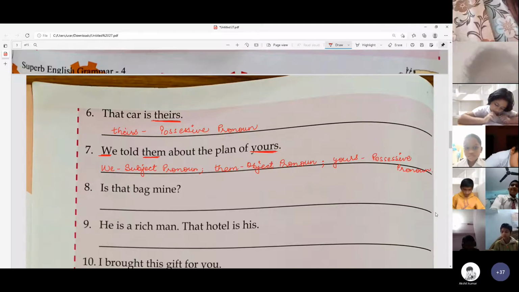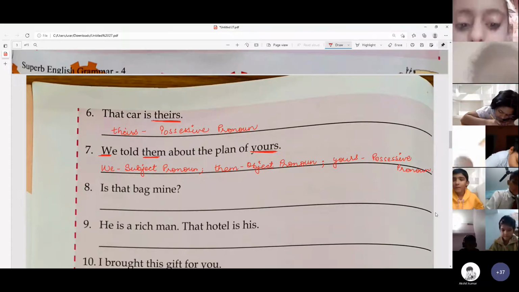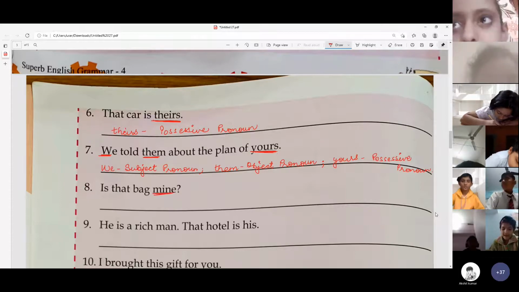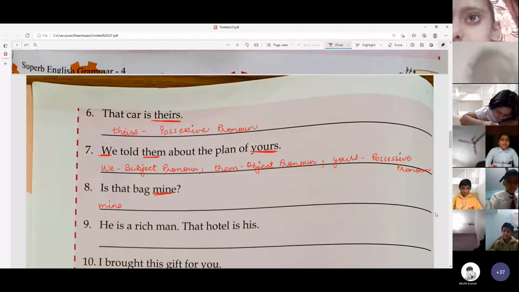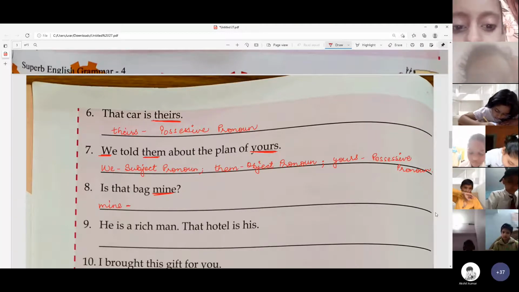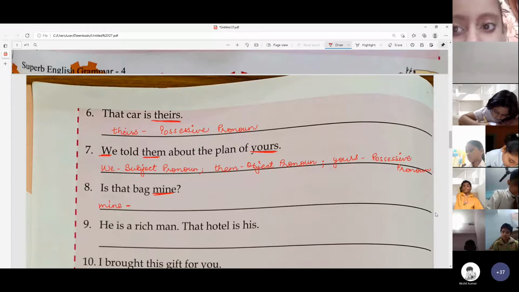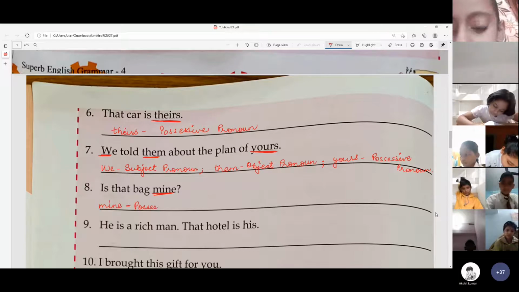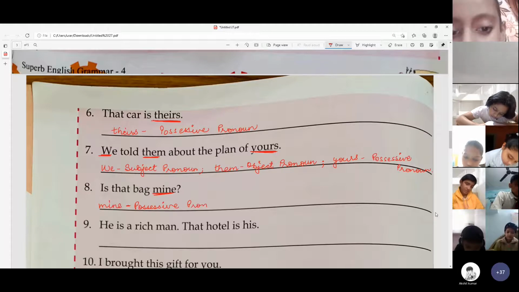Is that bag mine? So here, mine is a possessive pronoun. Beta, if one child has answered and it is correct, you don't need to repeat.